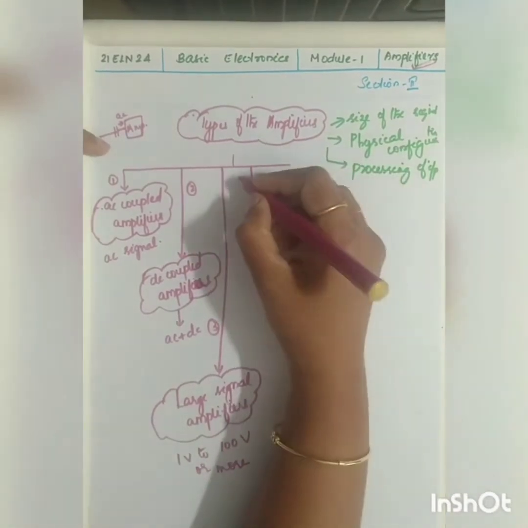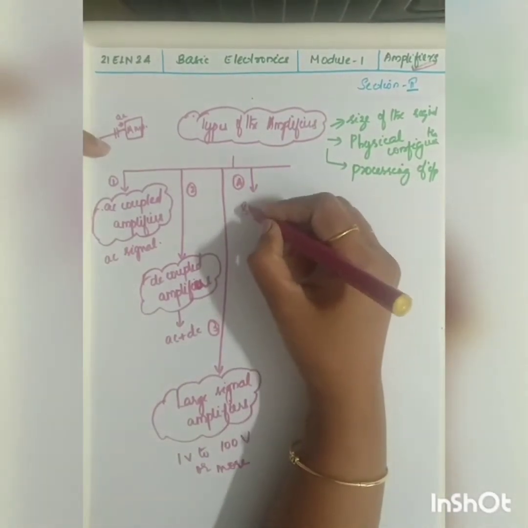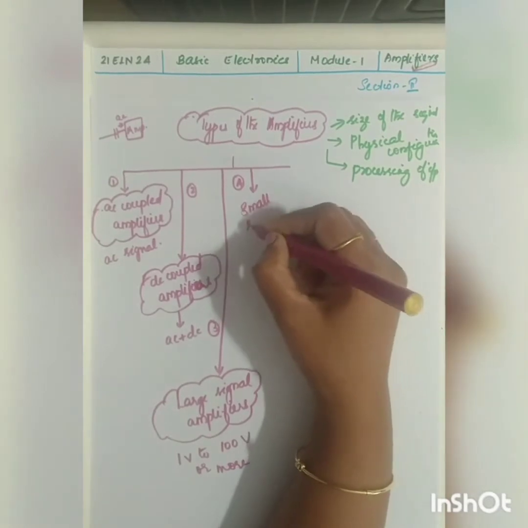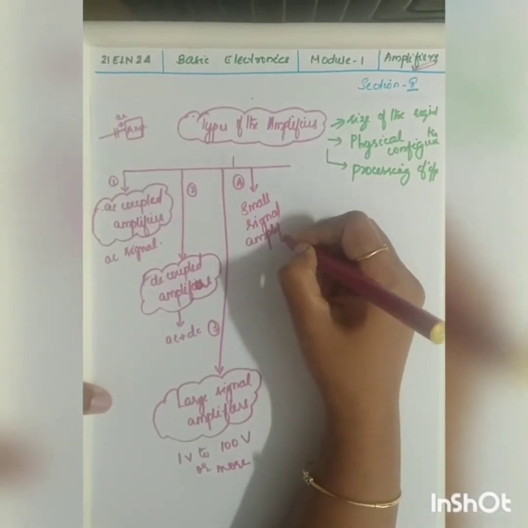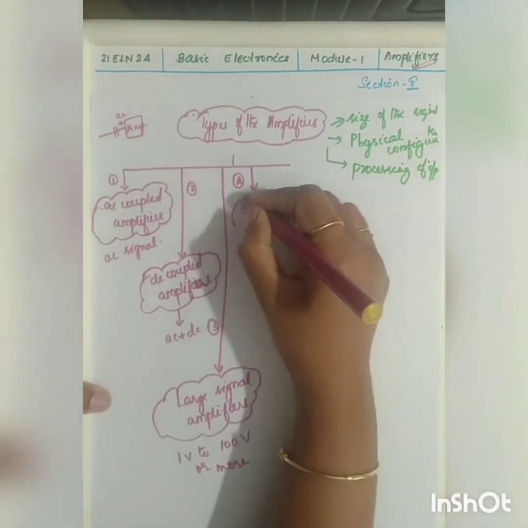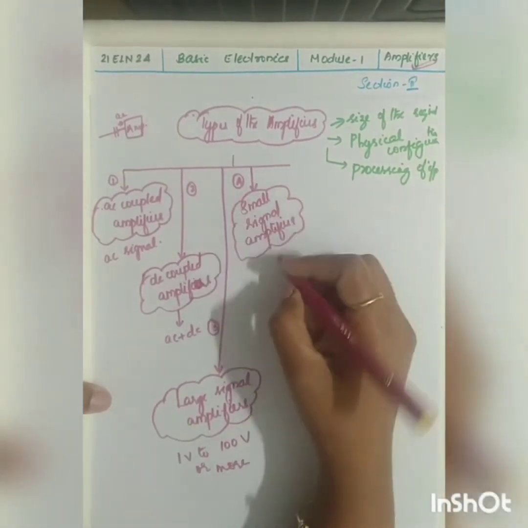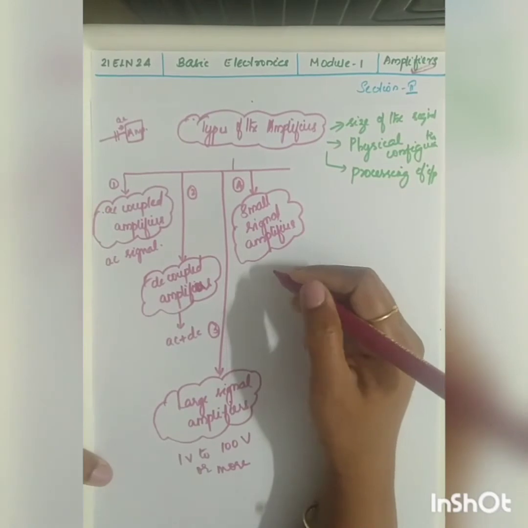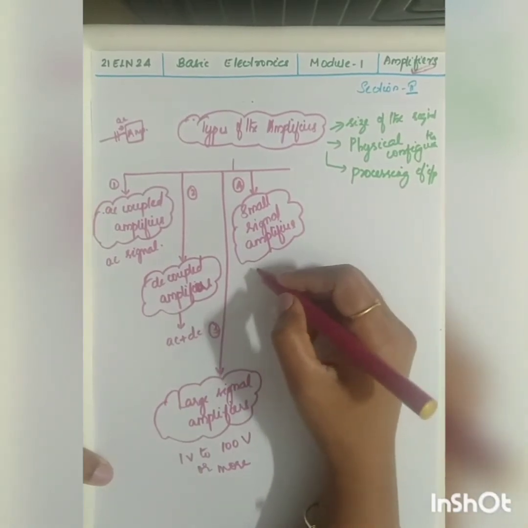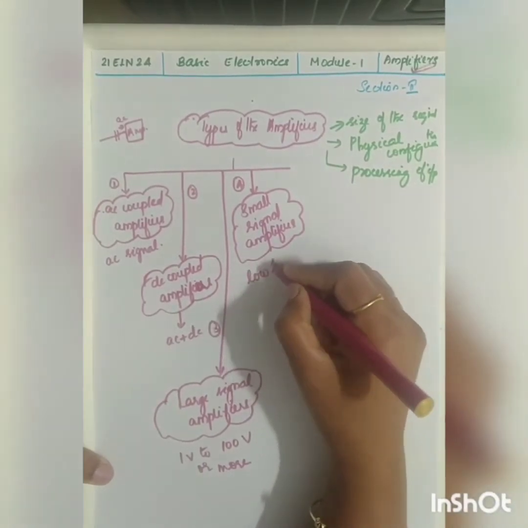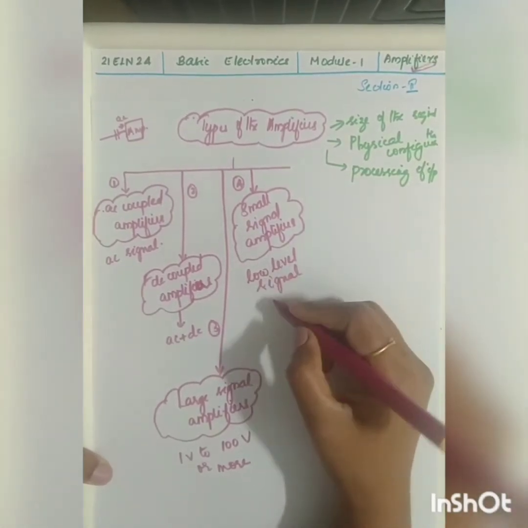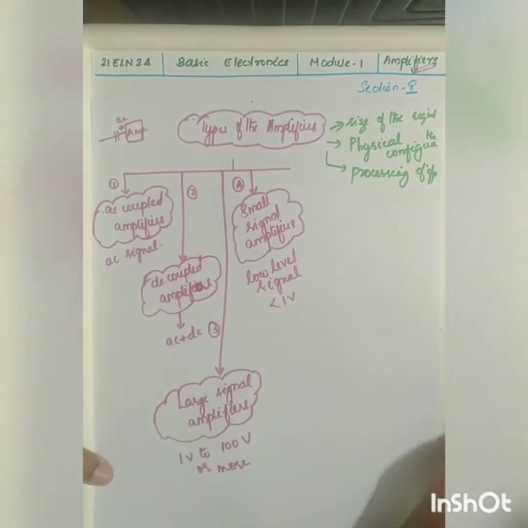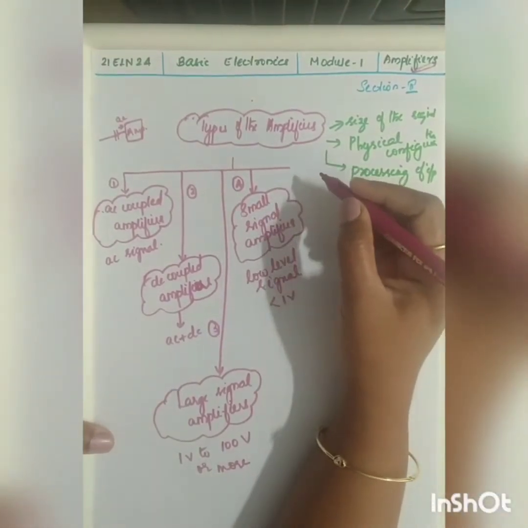Now what is your fourth type? The fourth type is called small signal amplifiers. Here also the name signifies the meaning. What is meant by small signal amplifiers? The amplifier which amplifies low level signals, that is, it may be in the range of microvolts, which is less than 1 volt.